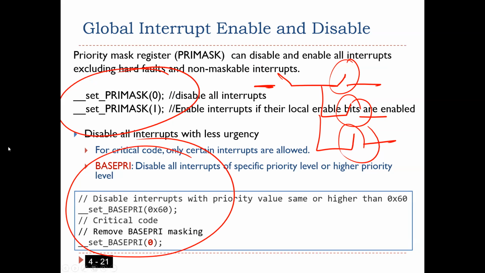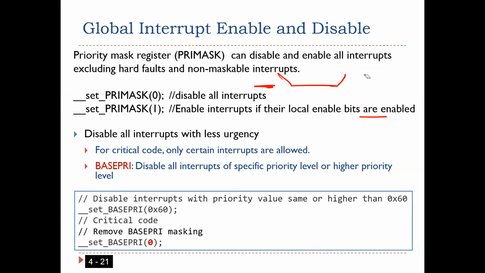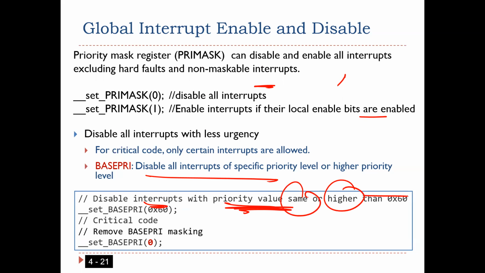For example, as you see here, there is another way I can do it, guys, when you disable using this function and using this register. So here I can say, for example, if I call this function and put 60, what does this mean? It means any interrupt with a priority value the same or higher than this one is disabled. You got what I'm saying? So again, this one is global, so I can disable everybody. This one, I can only select based on the priority.